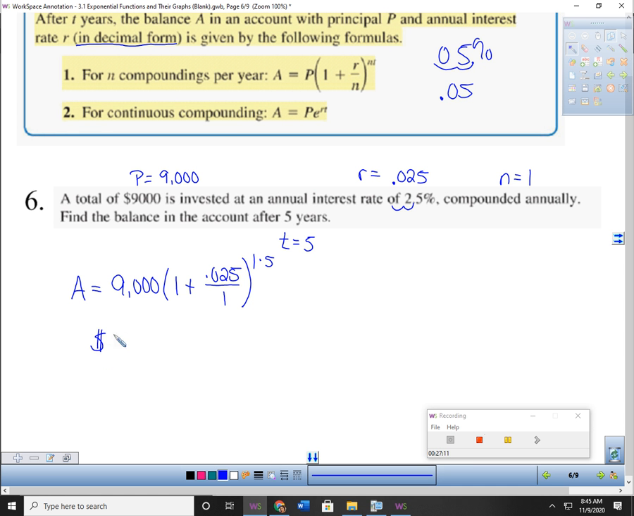And again, this is money, so $10,182.67. So if you think about this, in 5 years, how much money did this person make? They started with 9,000, right? After 5 years, they now have $10,182.67, so they made $1,182.67, which doesn't seem like very much after 5 years.